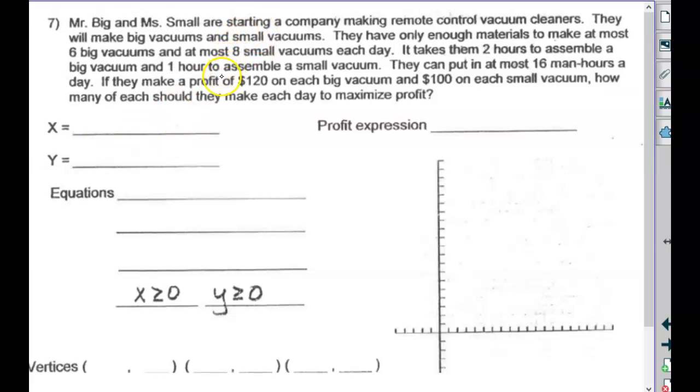Mr. Big and Ms. Small are starting their company. They will make big vacuums and small vacuums. So what are X and Y?